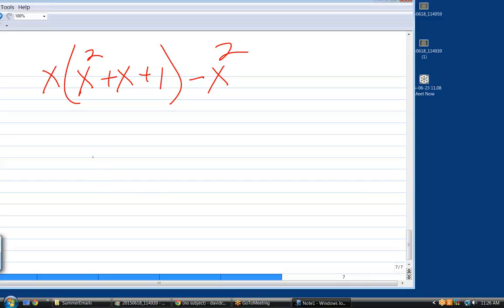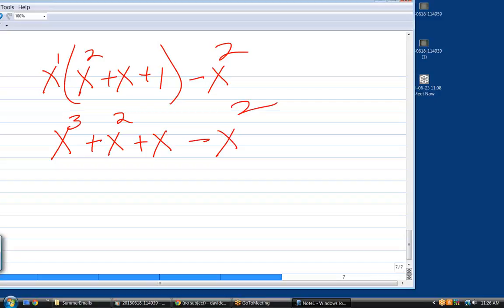So I have to do the x. What's x times x squared? X cubed. You add the exponents, and there's a 1 right there. So it's x cubed. What's the next term? Plus x squared. Correct. And the next term? Plus 1x. Or just x. Okay. Yeah. And we still have this minus x squared.